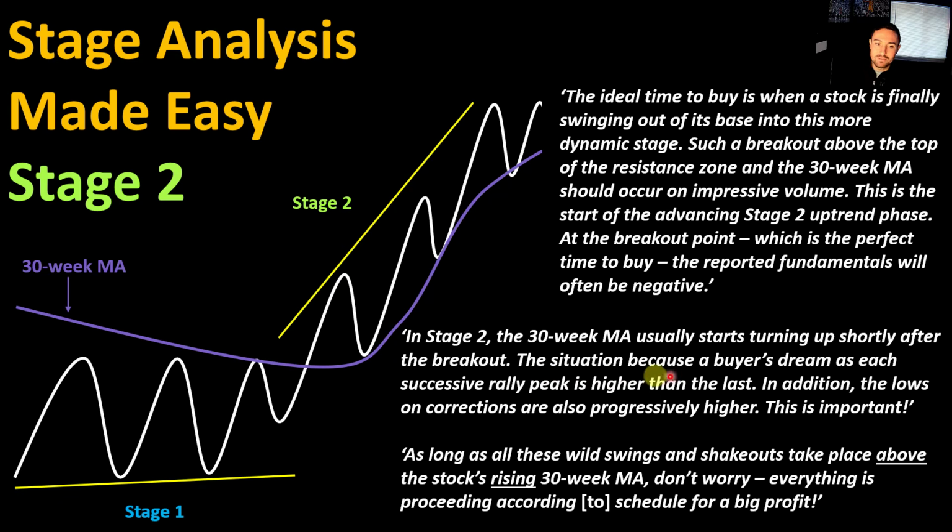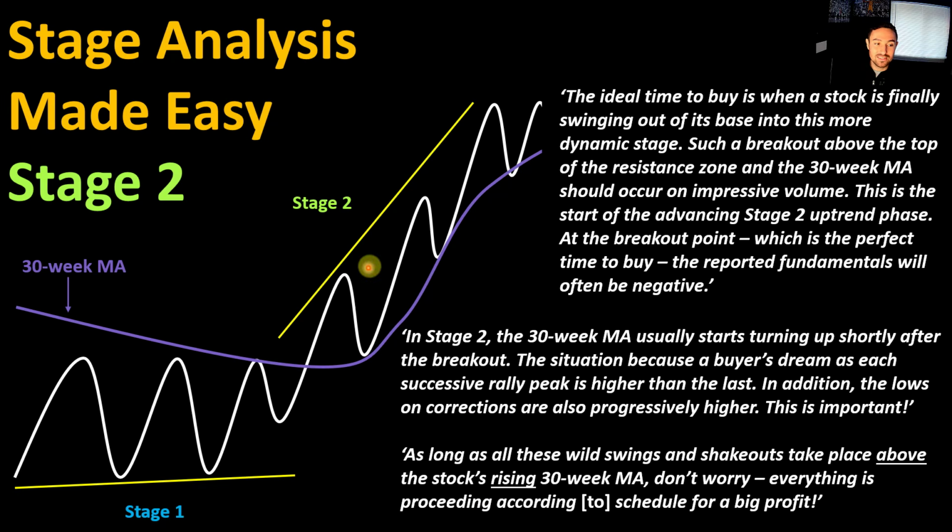This situation becomes a buyer's dream, as each successive rally peak is higher than the last. In addition, the lows on corrections are also progressively higher. Higher highs, higher lows, higher highs, higher lows, higher highs, higher lows. Basically the definition of an uptrend. This is important. As long as all these wild swings and shakeouts take place above the stock's rising 30-week moving average, don't worry. Everything is proceeding to schedule for a big profit.